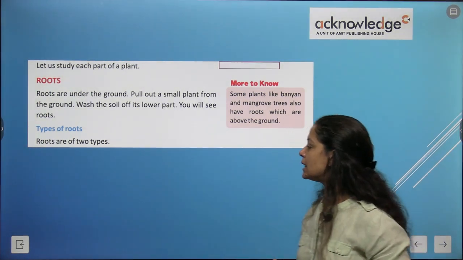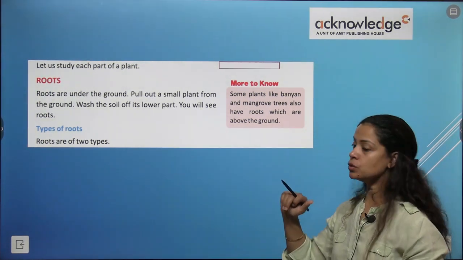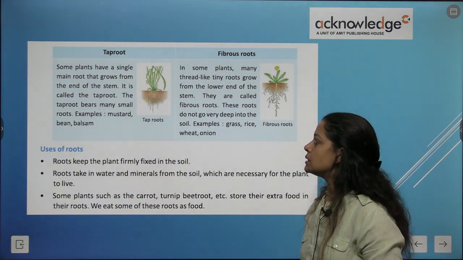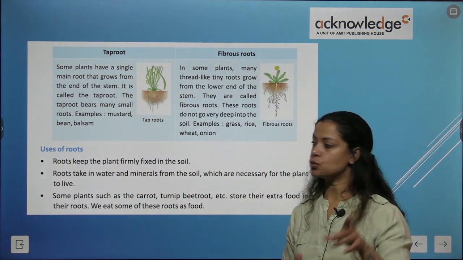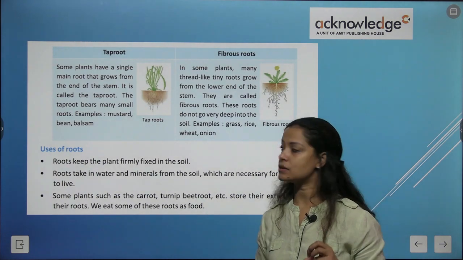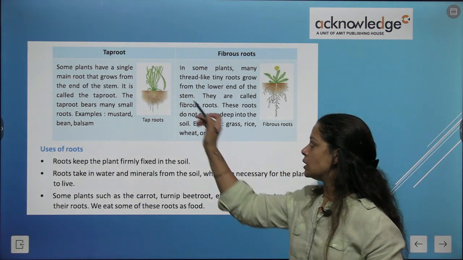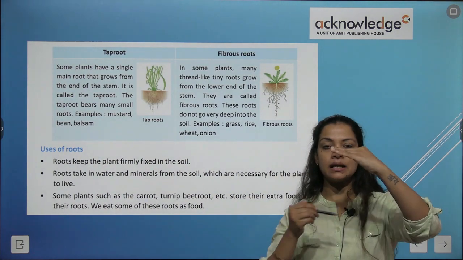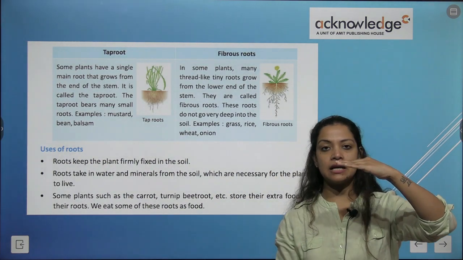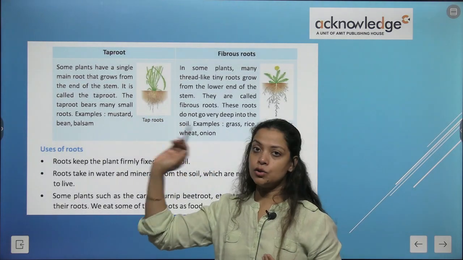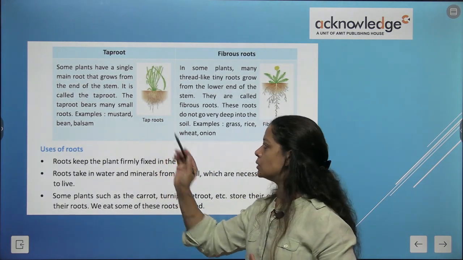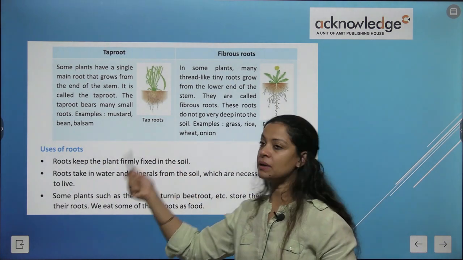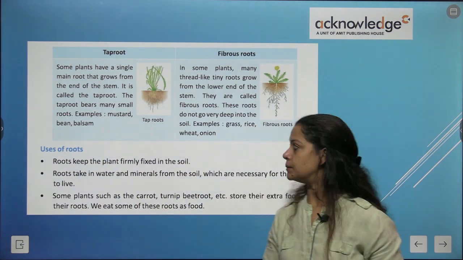So types of root क्या है? There are 2 types of roots. First of all, tap root. Some plants have a single main root that grows from the end of the stem and it is called tap root. So कुछ plants में एक single root होता है जो stem के खत्म होते ही stem के नीचे से start होता है, that is a single root और उसको कहते हैं tap root. The tap root bears many small roots, for example mustard, bean and balsam.